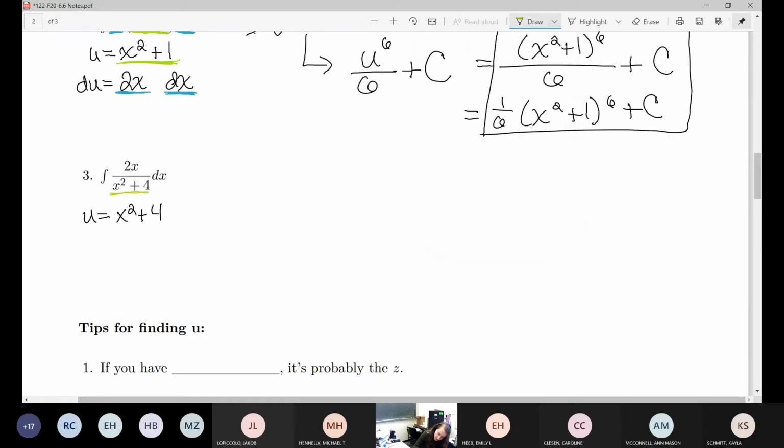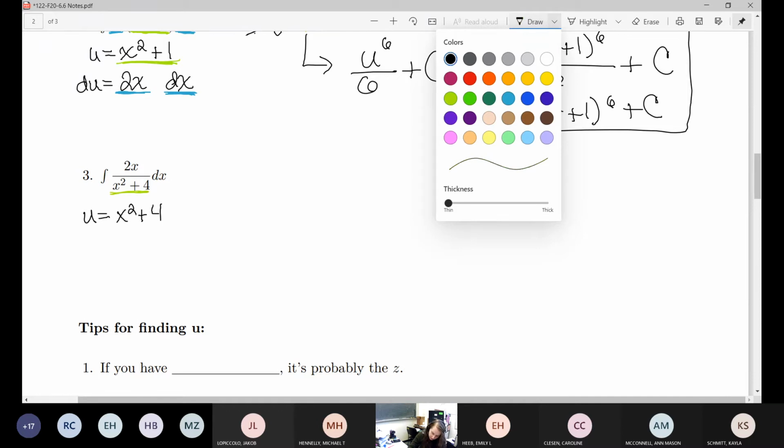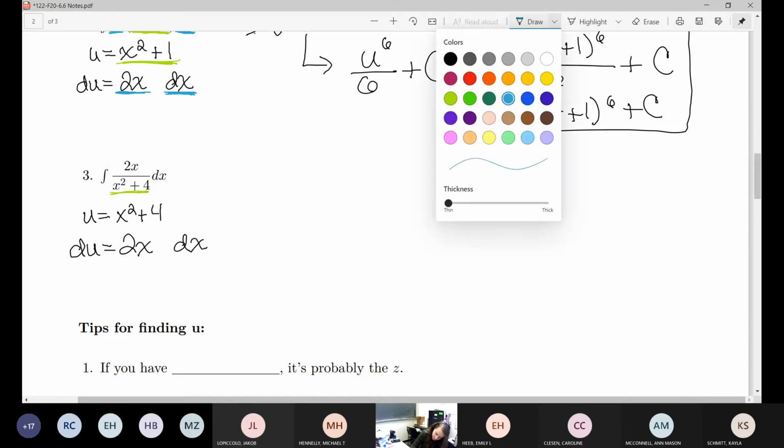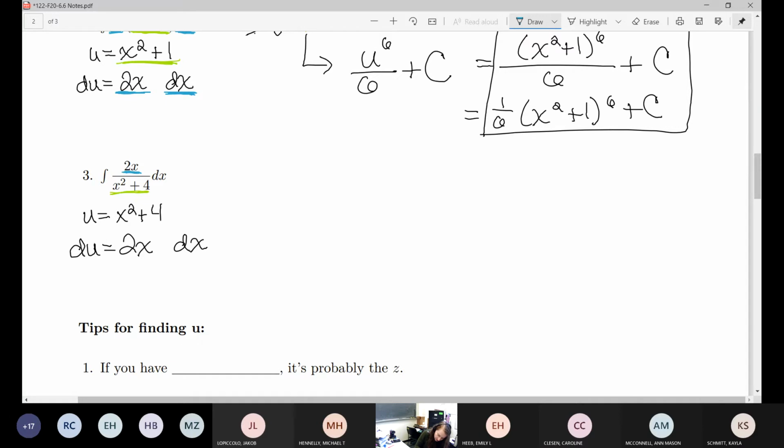Again, if you try a u and it just doesn't work out, you can always try another one. So we'll have du equals the derivative of x squared plus 4, so 2x dx. We notice that it's not a coincidence that all of these came out to be 2x dx, that the 2x dx is essentially the remainder of the problem.